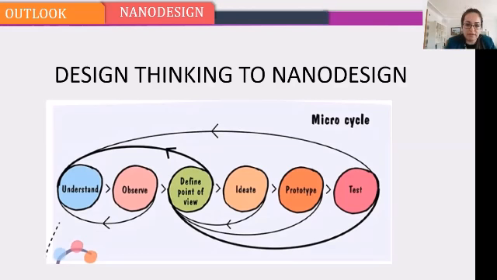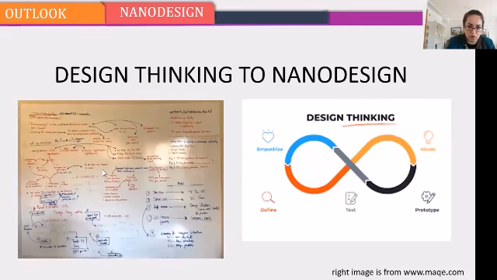So this is the microcycle that they are following: understand, observe, define the point, ideate, prototype, and test. First you need to understand, then you need to observe what you understand, then you need to take all the points that you have on your hands to make the product happen. As you see here, it is not a whole path, a linear path, but sometimes it turns around and you have some control points.